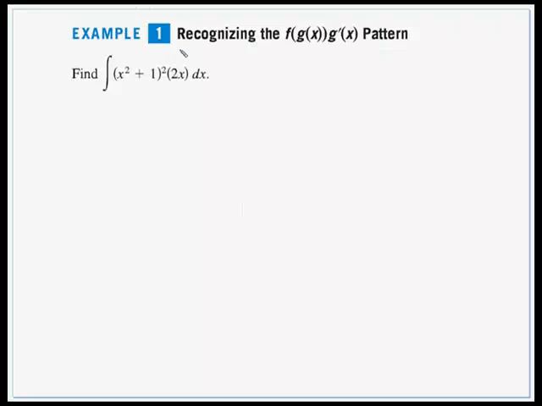So here in example 1, we're just working on recognizing this pattern. A good rule of thumb is if you see something in parentheses raised to a power, it's a good bet that's your inner function. So our inner function is x squared plus 1. What is our inner function's derivative? Well, the derivative of x squared is 2x. The 1 derives away. So we will also need a 2x. And look, right there it is. So this is our inner function, and this is our inner function's derivative.